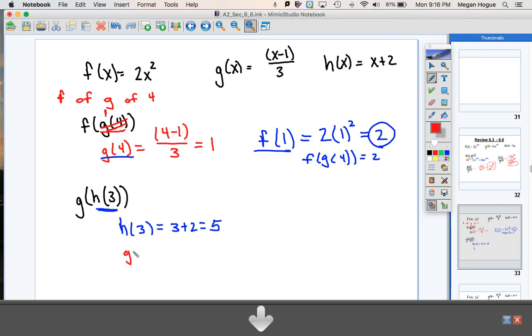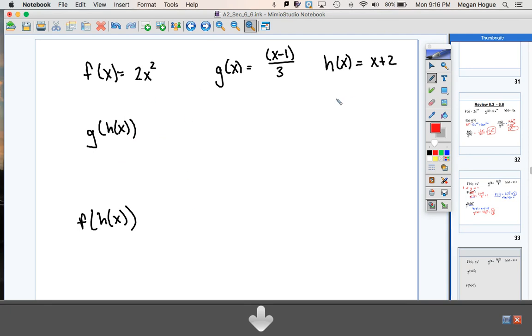So now we're going to do g of 5, because that's what I got in my first answer. Tells me to go to g. 5 minus 1 over 3. This one's not going to be so nice. We're going to get 4/3, or you can write it as 1 1/3. Remember what I always say, no decimals, please.